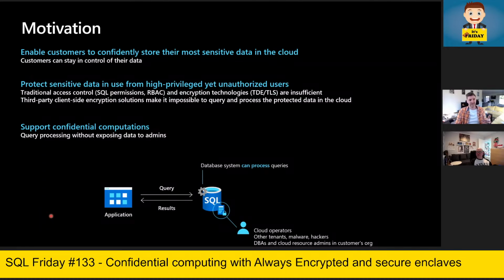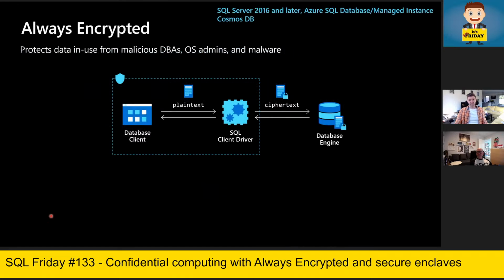So like I said, it also supports confidential computations, so we can still have query processing on encrypted columns. That's a real advantage that we have here as well. So what is Always Encrypted? We started our journey in SQL Server 2016. So that was the first version where we released Always Encrypted. It is still available in the later versions. It is also available in Azure SQL Database, in Managed Instance, and even in Cosmos DB, right?